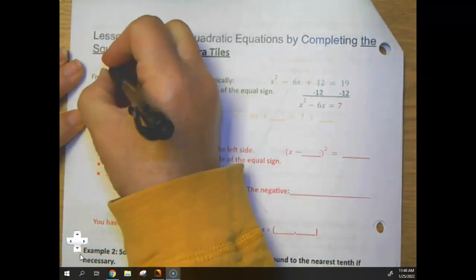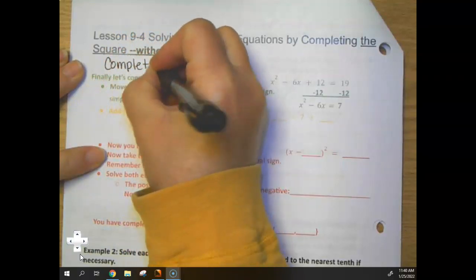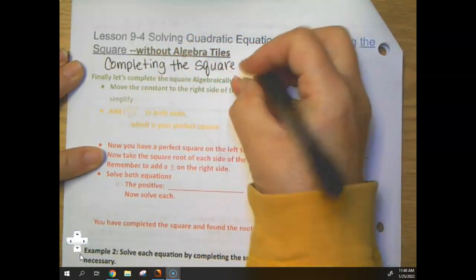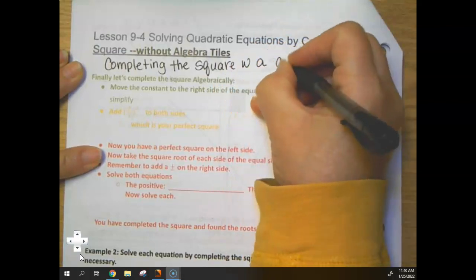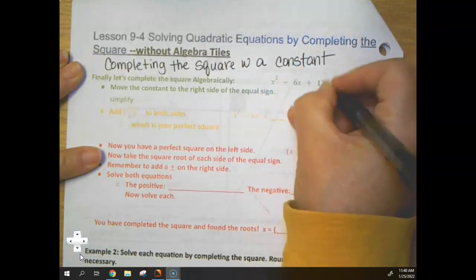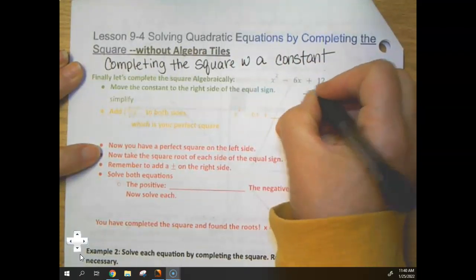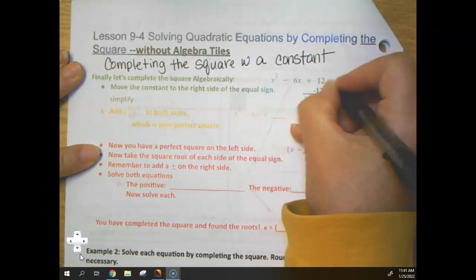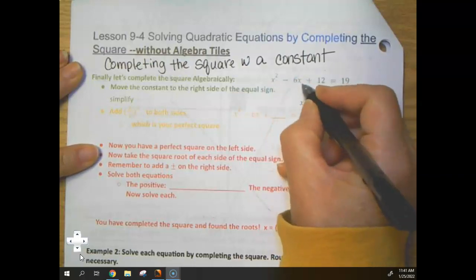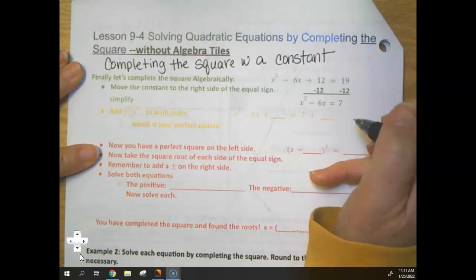What this is, is completing the square with a constant. So I already have that C here. Since I have the C, I can't do completing the square, so I have to get rid of it. So here's my equation. I need to send this 12 over. When I subtract that 12 over, I'm left with x squared minus 6x equals 19 minus 12, which is 7. Now I can complete the square.